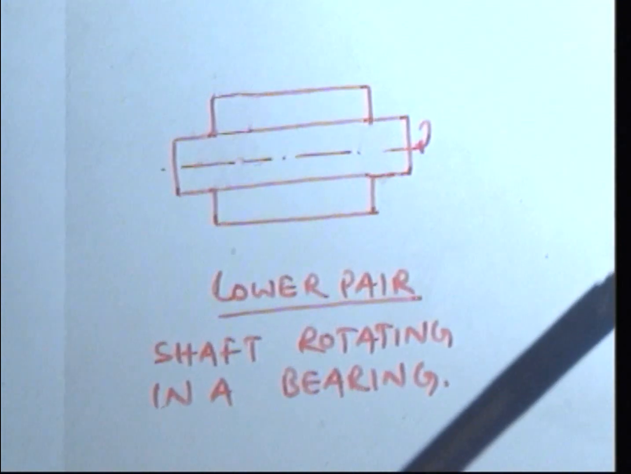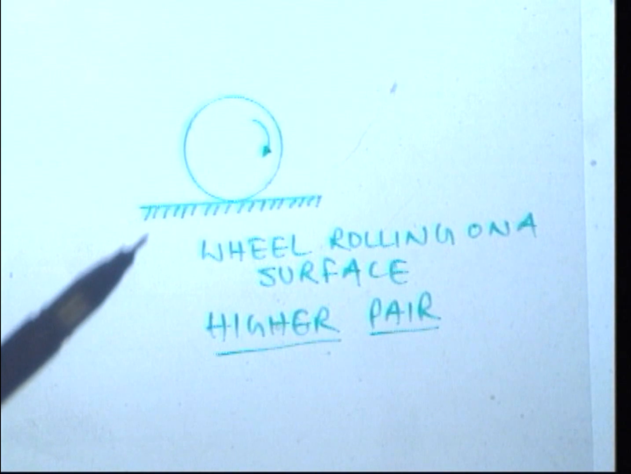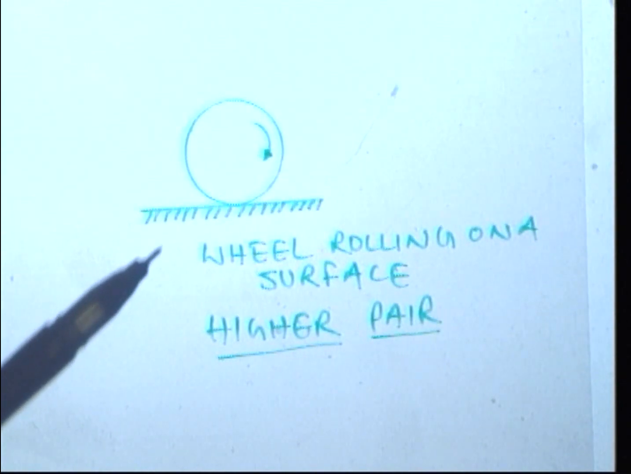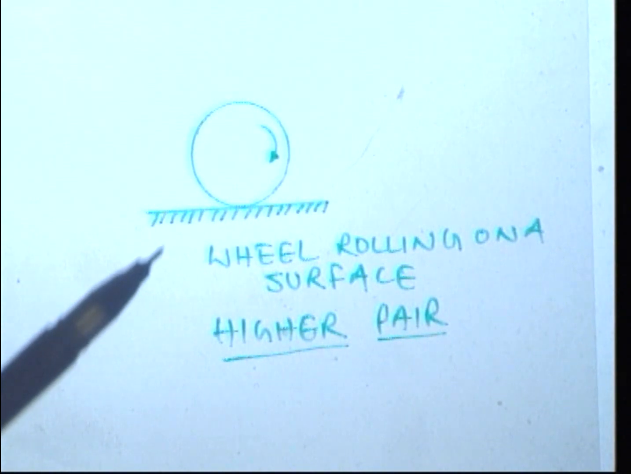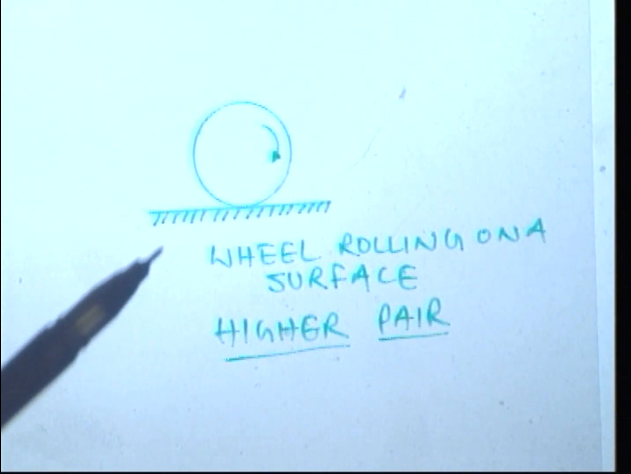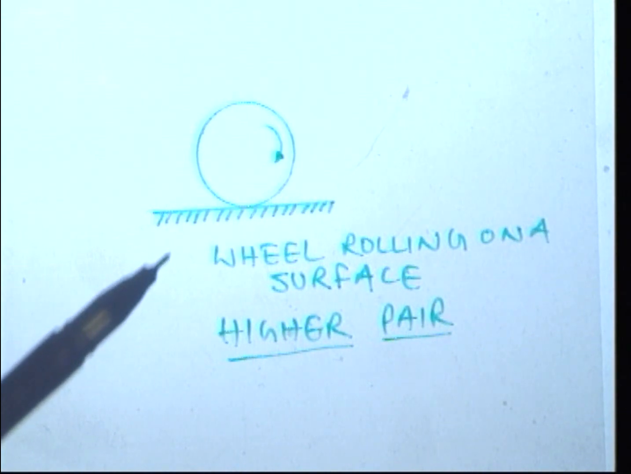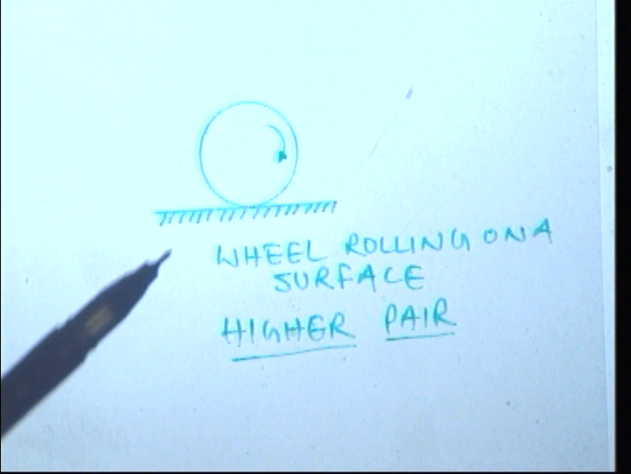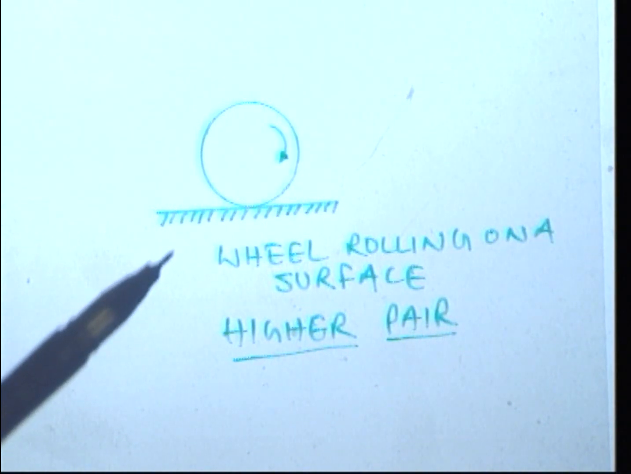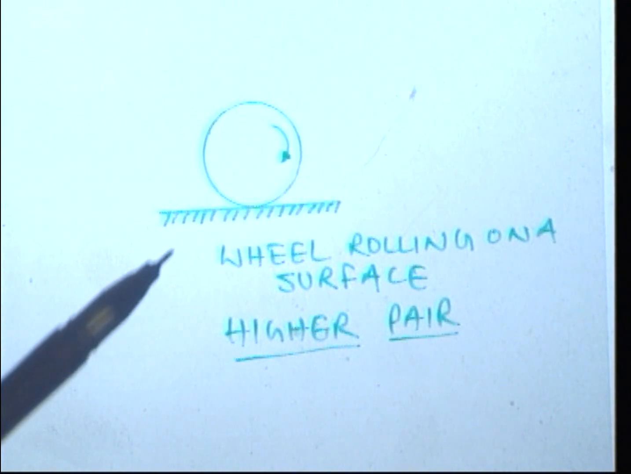This is a higher pair. That pair which permits only point or line contact while in motion is called a higher pair. Here, the relative motion between the elements of a pair is partly turning and partly sliding.